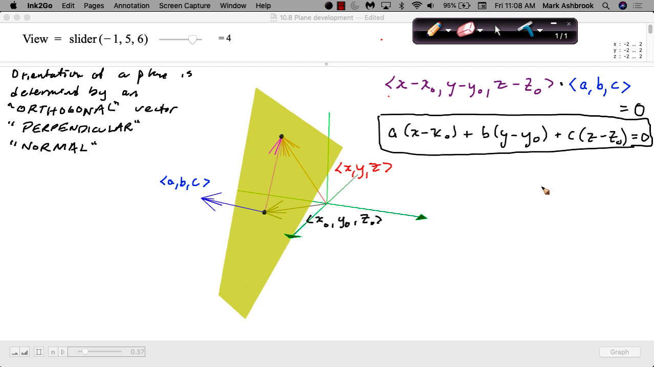Okay, but we can keep doing some math here. We can keep going. And we get what? AX plus BY plus CZ equals. So this would be minus AX naught. I'm going to bring it over to the other side as positive. Is that okay? And this is minus BY naught. I'm going to bring it over to the other side. Is it okay? And CZ naught.